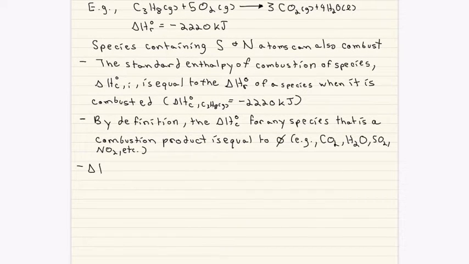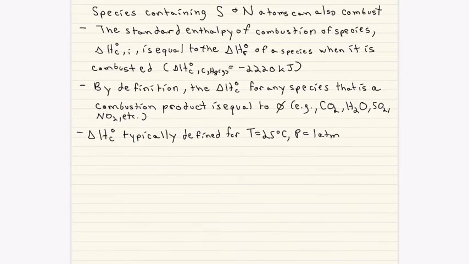And enthalpy of combustions are typically defined for reference temperatures of 25 degrees C and P is equal to 1 atmosphere. Enthalpy of combustions, just like the enthalpies of formation, those are typically values that are tabulated, and you can look them up in different tables. And in our case, these enthalpies of combustions for many species are listed in our textbook, also in Table B1.